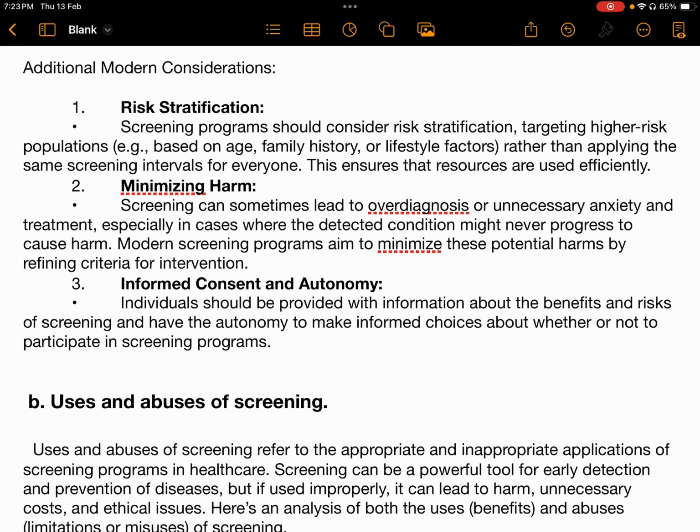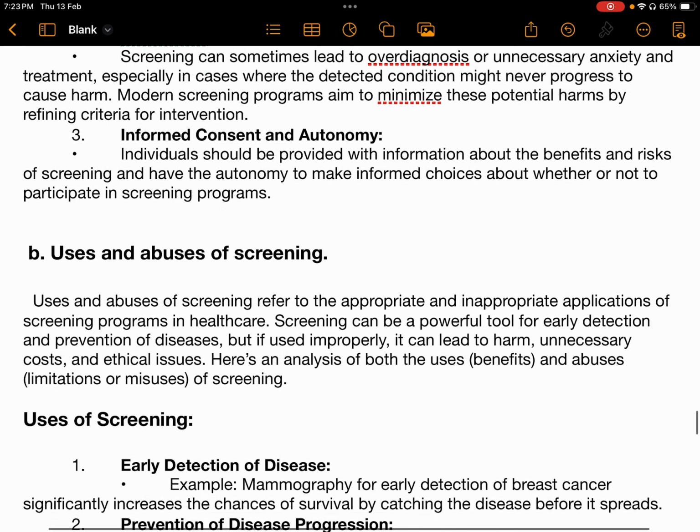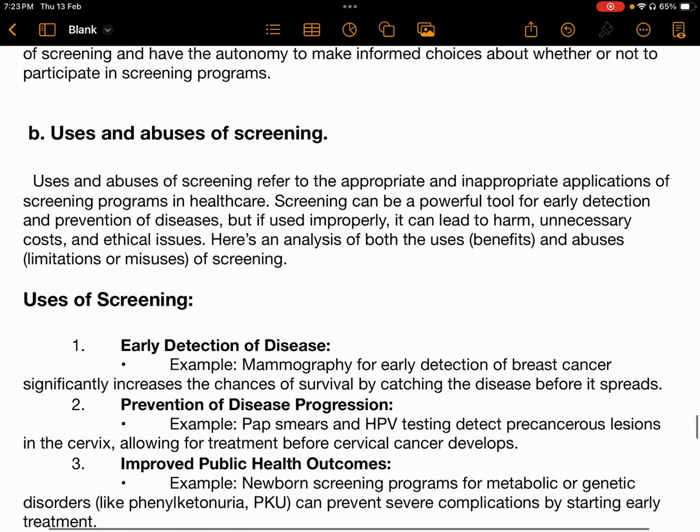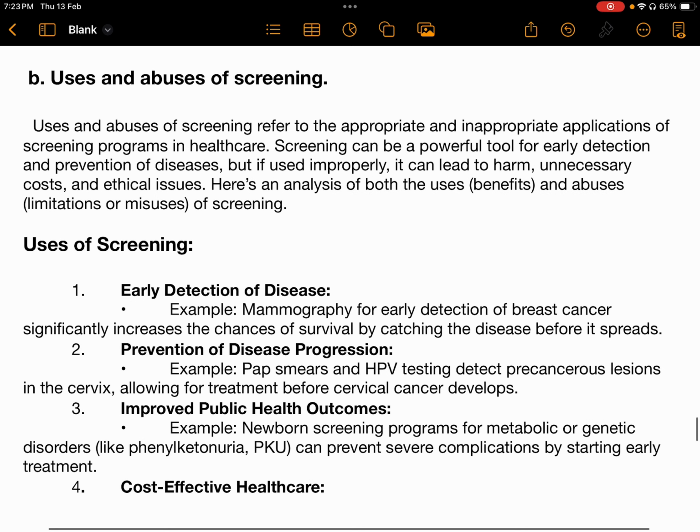Then coming to the second part of the question, that is uses and abuses of screening. Okay, uses and abuses of screening refer to appropriate and inappropriate application of screening programs in healthcare. Screening can be a powerful tool for early detection and prevention of diseases, but if used improperly, it can lead to harm, unnecessary cost, and ethical issues. Here is an analysis of both the uses and abuses of screening.